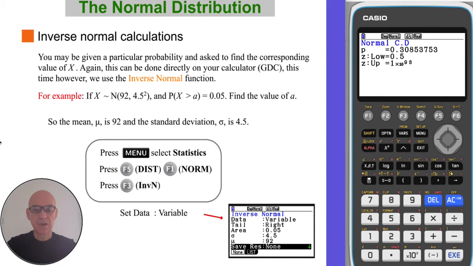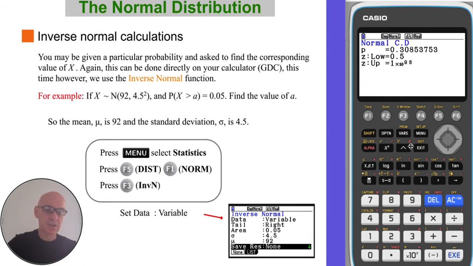You may be given a particular probability and asked to work backwards to find the corresponding value of x. And this can be done directly on your calculator. And again, because you're working backwards, we have to use the inverse normal function. So in this example, we're given a normal distribution and we're told the probability of x being bigger than a value a is equal to 0.05, and we need to work backwards to find what the value of a was.